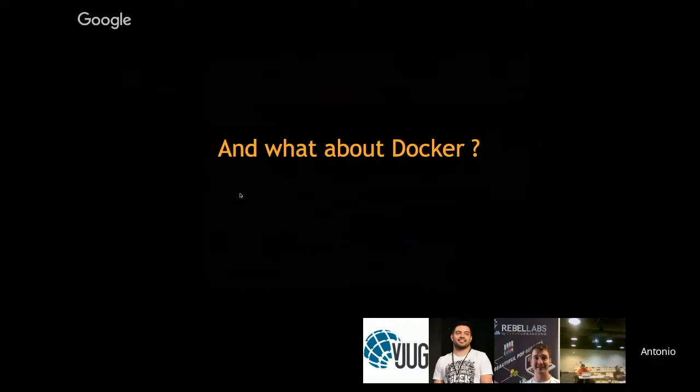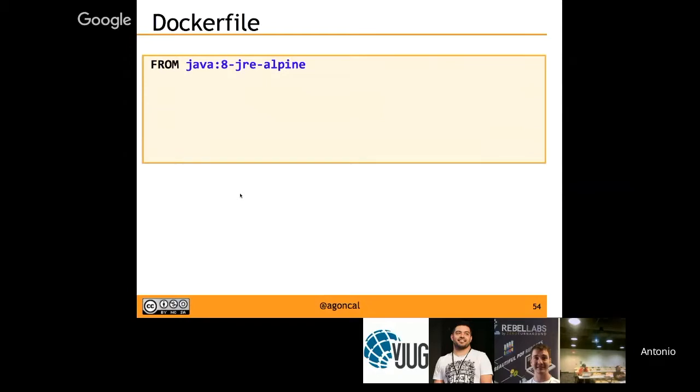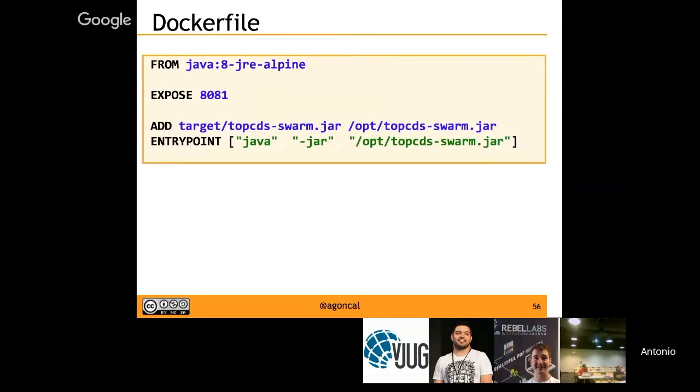Yes, and what about Docker? I can say plenty of things about Docker, but I'm going to be quick. Well, it's just Java now. So the Dockerfile can be as simple as that. I just need Java. I'm going to expose a port. We're talking about TopCDs. I'm exposing port 8081. And I'm adding the TopCD Swarm, so the fat jar, in my Docker, and doing a java -jar. And that's all. So, as you can see, my Dockerfile is only a few lines.